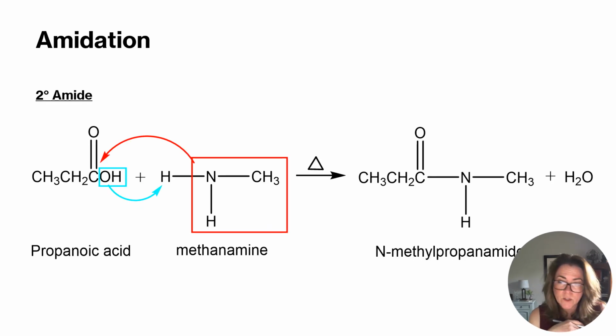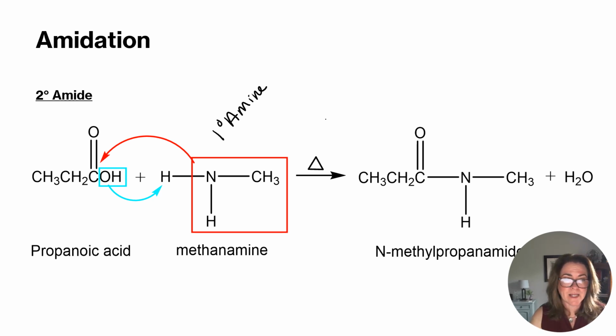Okay, so next we're going to be taking a look at the formation of a secondary amide. Now, just like the first one, we have to start with a carboxylic acid, and so we're going to stick with the same carboxylic acid. We have propanoic acid. Now, in order for us to create a secondary amide, it is critical that we are reacting this carboxylic acid with a primary amine.